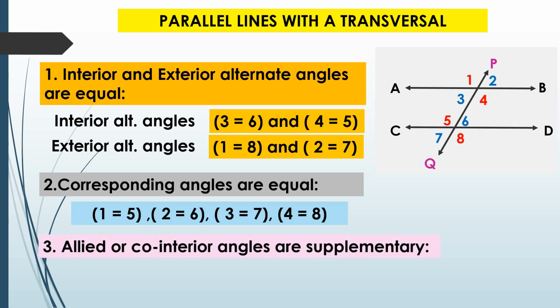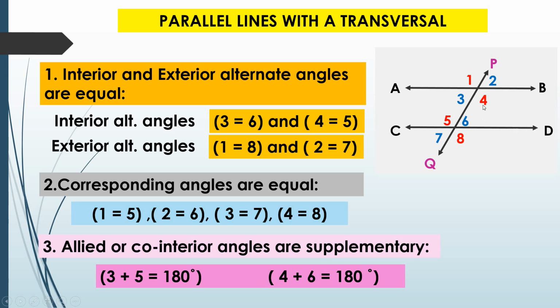Am I clear? And finally, the allied or co-interior angles are supplementary to each other. This means that angle 4 and angle 6, which are a pair of co-interior angles, when added, the total will be 180 degrees. So angle 4 plus 6 is 180 degrees, and angle 3 and 5 also make 180 degrees.